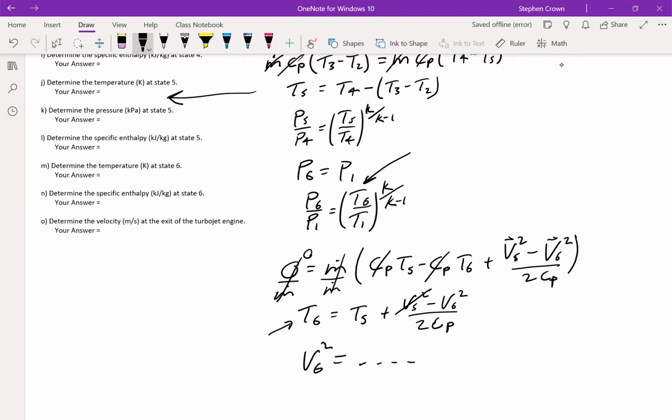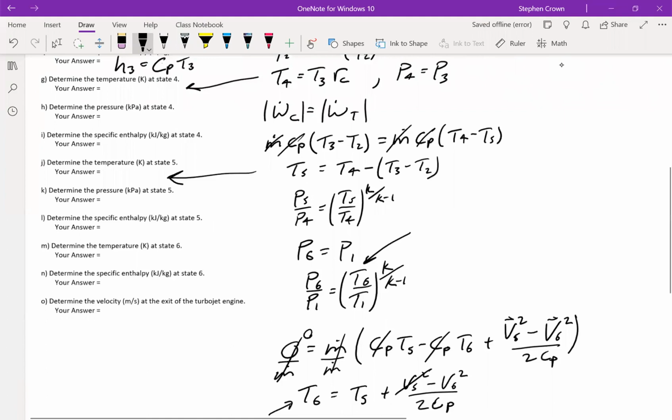I hope you found that helpful. This is also the example problem, so if you want to check your values, you can work through this problem and see if you get the same answers.